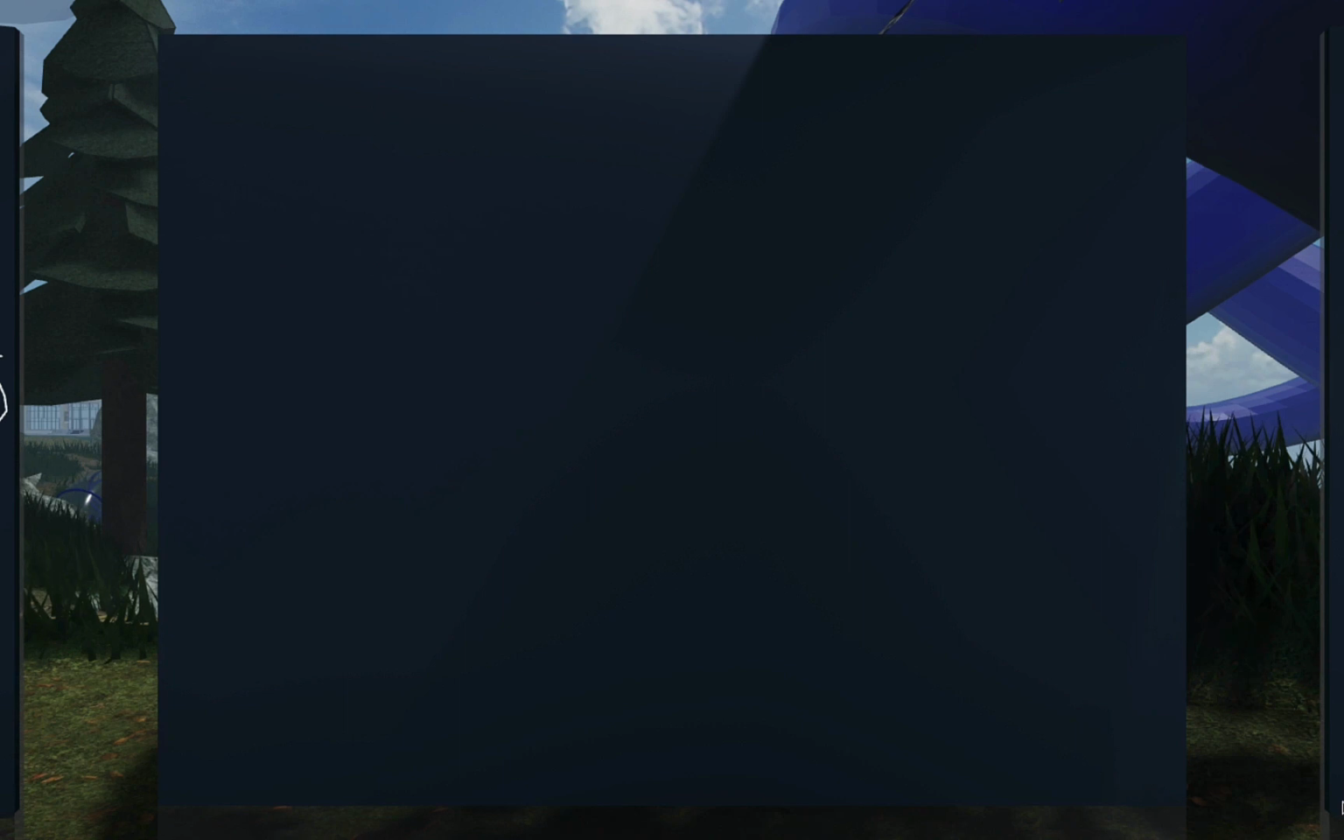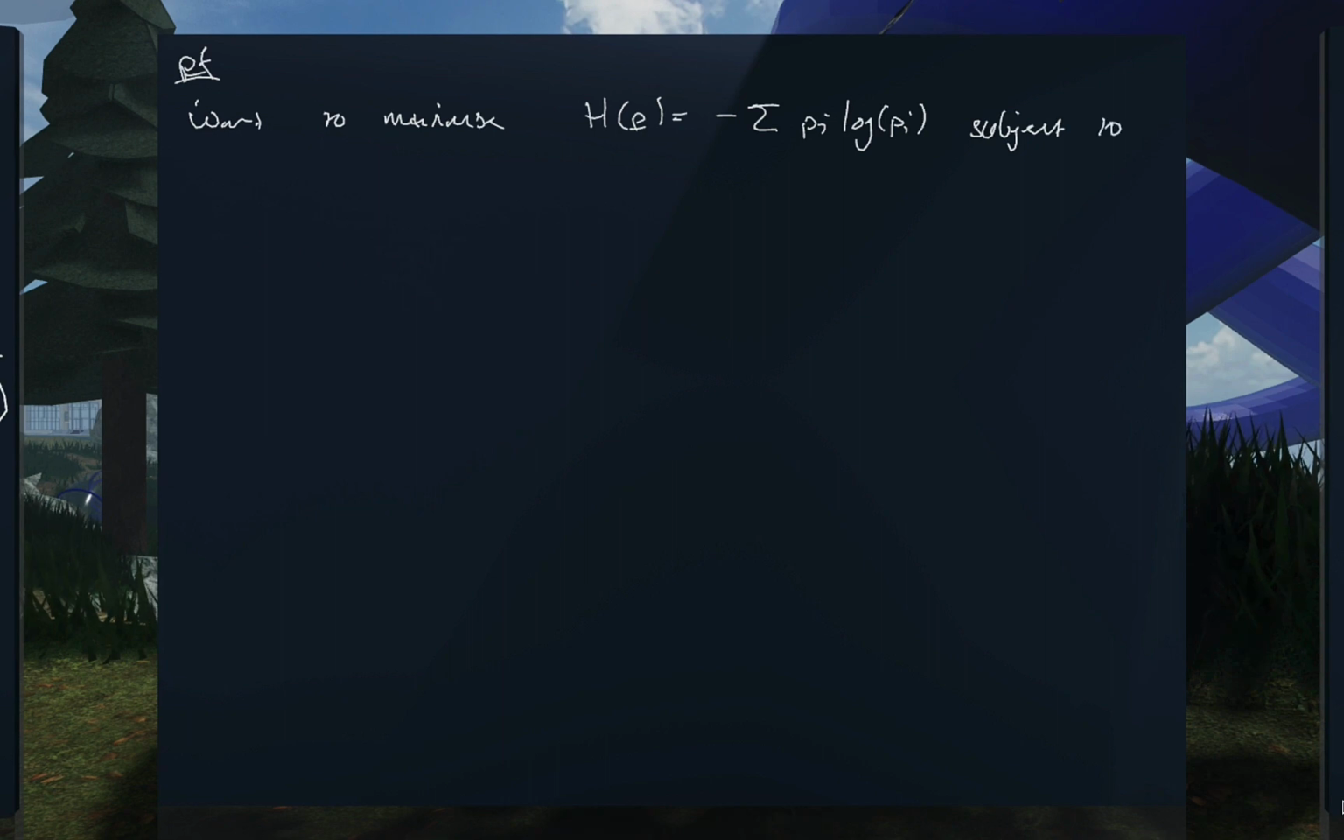Okay, so to spell things out, we want to maximize this thing, subject to two constraints: that this thing is actually a probability distribution, that the sum is 1, and that, of course, it has the expectation that we want it to have.